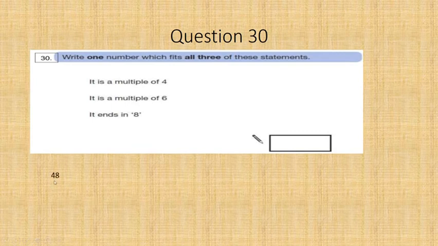Okay, so what about 48? 48 is in table 4, and 48 is in table 6. 6 times 8 equals 48, and 12 times 4 equals 48, and it ends in 8. So this number 48 satisfies these three statements. It's a multiple of 4? Yes, 4 times 12 equals 48. And it's a multiple of 6? Yes, because 6 times 8 equals 48. And it ends in 8, so the units is 8. So 48 can be the answer.